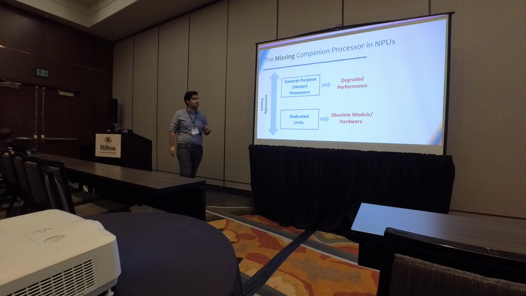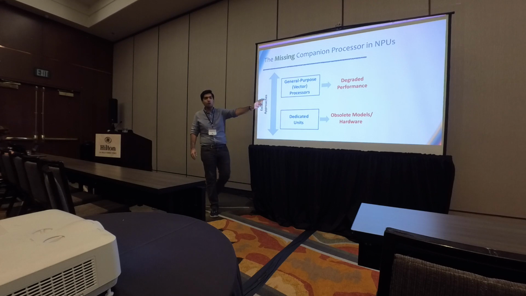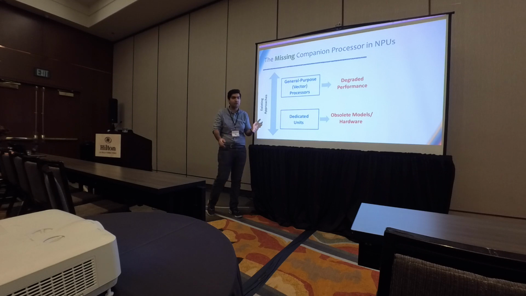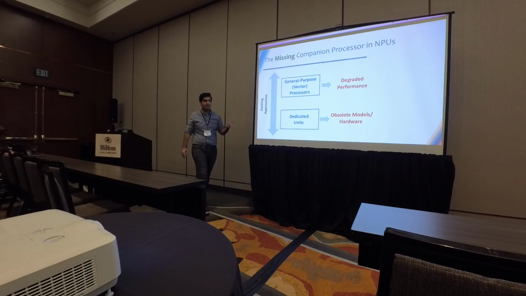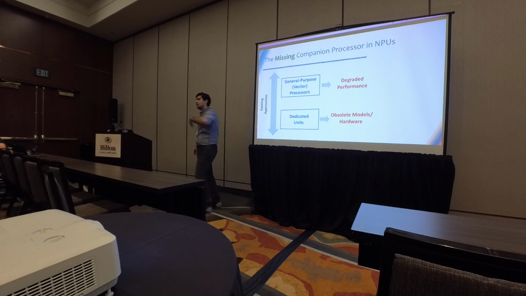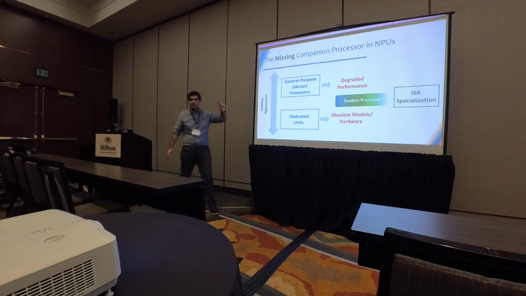But the problem with either of these approaches is that if you go general purpose, you're going to lose performance, because in the end you want to accelerate the whole neural network execution. If you use dedicated units, your hardware might become obsolete, because as I mentioned, new operations are coming, and your accelerator is not going to be able to support those. So you have to either use an off-chip processor to accelerate those, or you cannot support them at all. So what we did was try to balance specialization and programmability to design the Tandem processor.